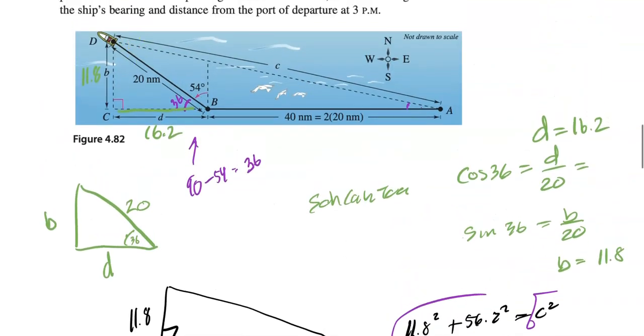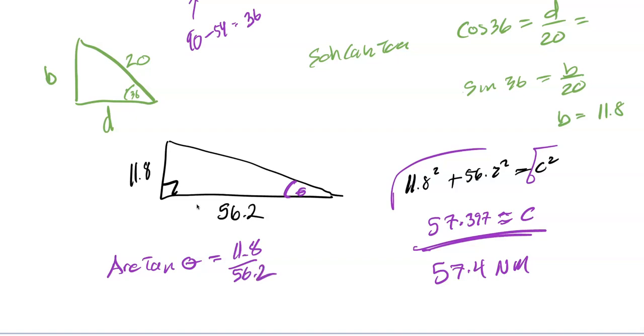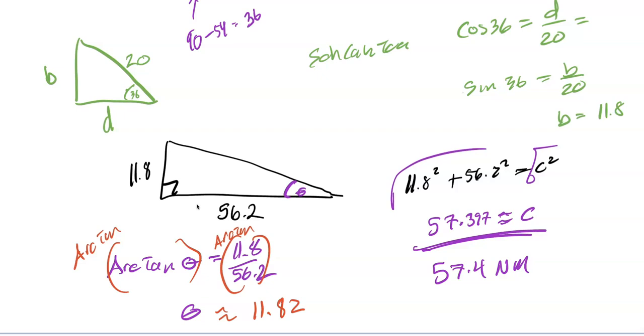Now we've got to figure out what this angle is, because if we can figure out what that angle is, then I just subtract it from 90 and we can get the bearing. Well, I can just do arctan here. If I want to figure out what this angle is, I'm going to do arctan of 11.8 over 56.2. So we're going to take arctan of both sides. And we get about 11.82. So that's how much of this little guy is.